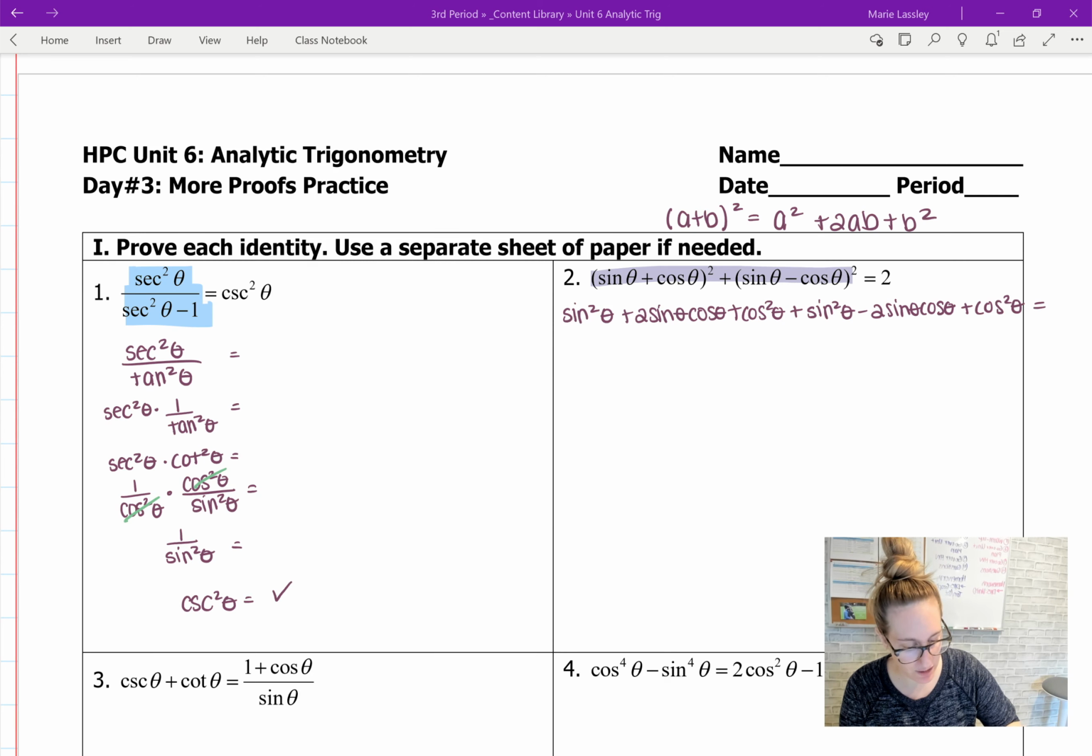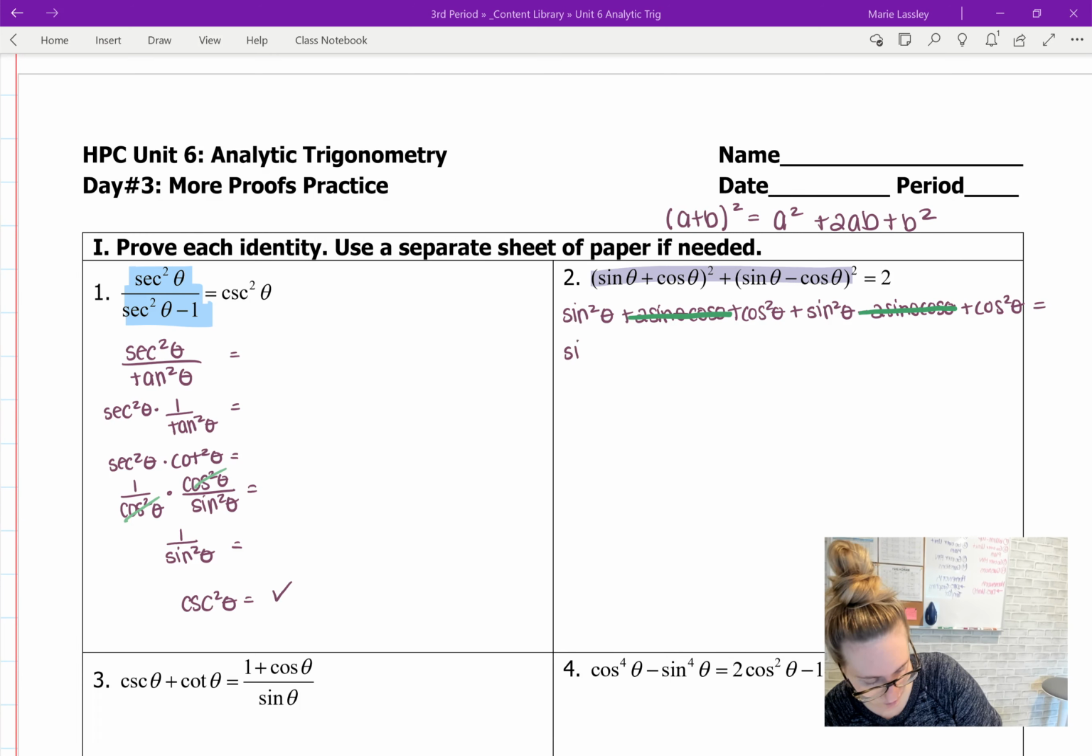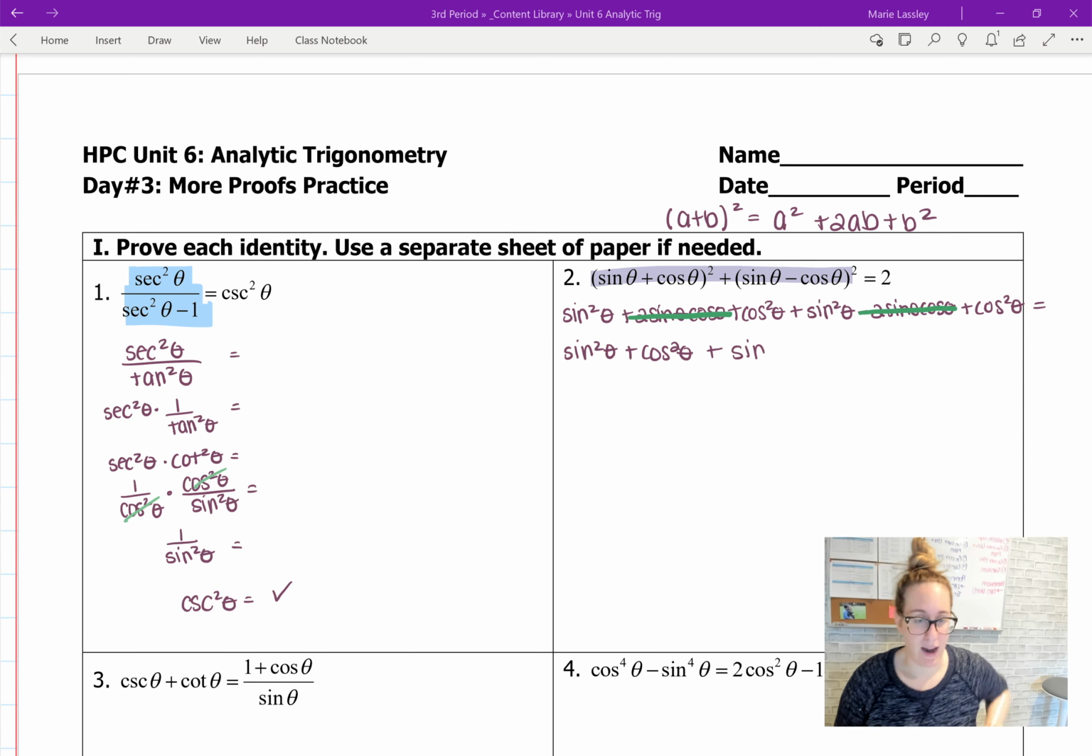Now I can see what I can start to simplify. First off, I have a 2 times sine times cosine, and then a minus 2 sine times cosine. That makes 0, right? A plus 2 and then a minus 2 of the same thing. Those are like terms, so they add up together to make 0. So now I'm left with sine squared theta plus cosine squared theta plus another sine squared theta plus cosine squared theta.